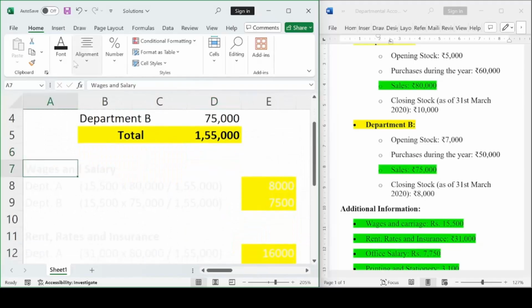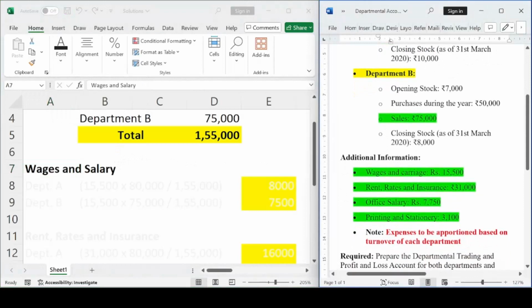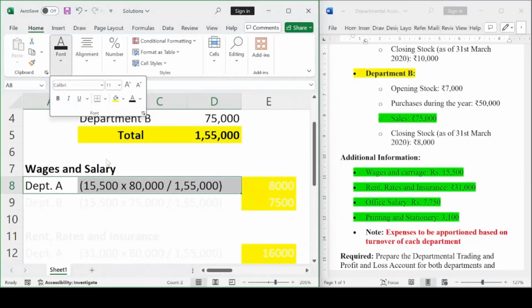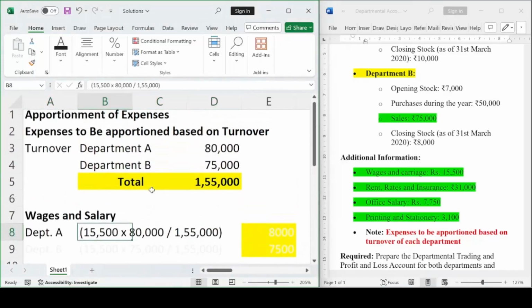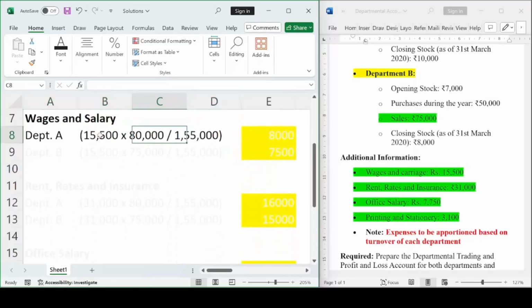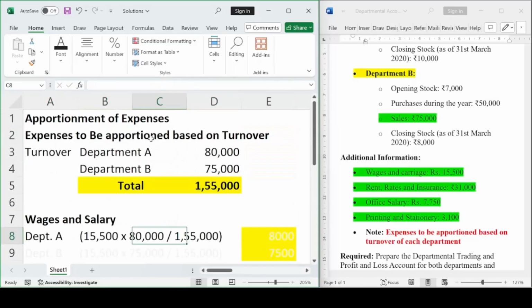Now first we will do it for wages and carriage. What is the total wages and carriage? See the question. The total is 15,500. So for Department A, it will be 15,500 into the turnover of Department A, which is 80,000, divided by the total turnover.